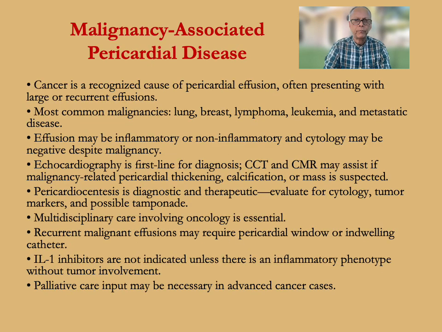Malignancy-associated pericardial disease. I'm a cardiac oncologist. Cancer is a recognized cause of pericardial effusion, often presenting with large or recurrent effusions. Most common malignancies: lung, breast, lymphoma, leukemia, and metastatic disease. The effusion may be inflammatory or non-inflammatory, and cytology may be negative despite malignancy. Echo is the first line of diagnosis. Cardiac CT and cardiac MRI may assist if malignancy-related pericardial thickening, calcification, or a mass is suspected. Pericardiocentesis is diagnostic and therapeutic; evaluate for cytology, tumor markers, and possible tamponade.